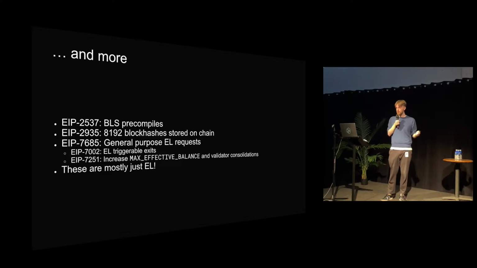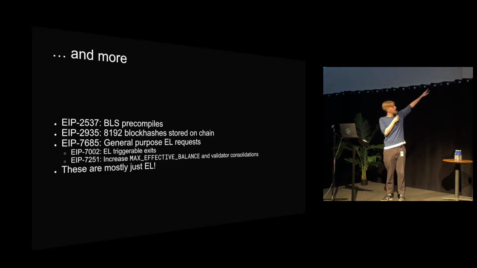Then we also added 2935, which just stores a window of block hashes on chain. So this was originally going to change the block hash opcode, but that was pushed back on because it would make it more expensive, and it wasn't really clear what the immediate use case was for it right now. But this is essentially preparation for Verkle.